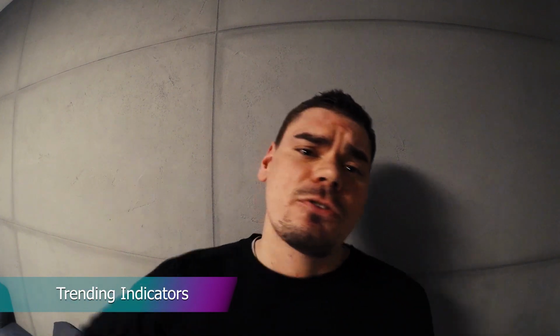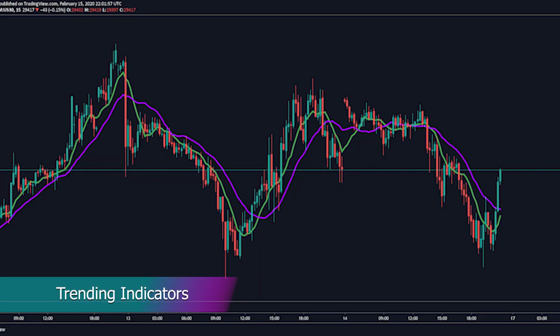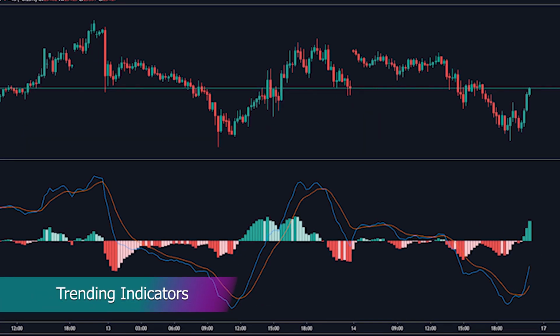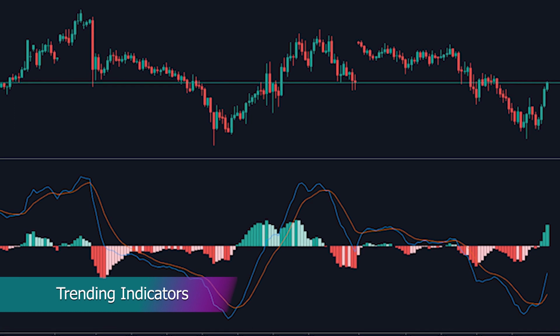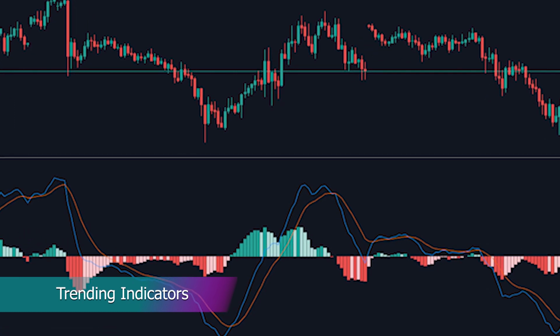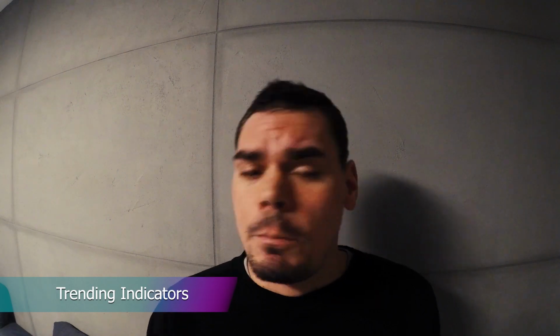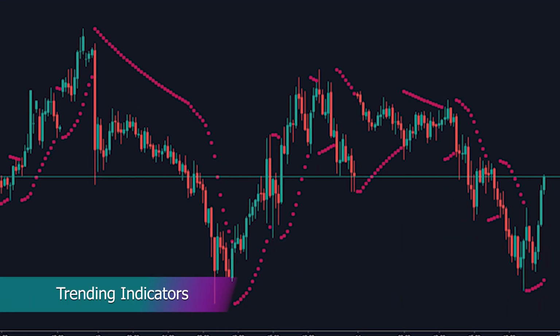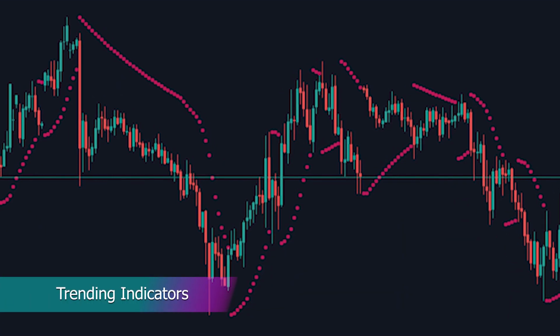And for examples of this indicator, we got, as I said before, moving averages. We got also the MACD indicator. In a professional way, it's called the moving average convergence divergence. And we also got, for example, the parabolic stop and reverse indicator, so-called parabolic SAR. People use it to find the potential reversals of the market direction.